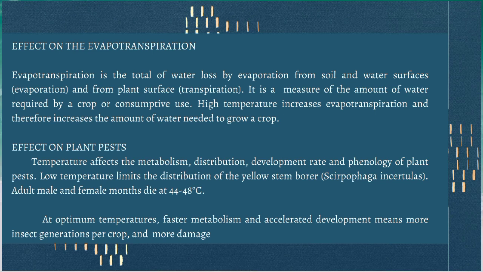So, next is the effect on plant pests. Temperature affects the metabolism, distribution, development rate, and phenology of plant pests. Low temperature limits the distribution of the yellow stem borer. The adult male and female moths die at 44 to 48 degrees Celsius. So, at optimum temperatures, faster metabolism and accelerated development means more insect generations per crop and more damage. The yellow stem borer is called Scirpophaga incertulas.